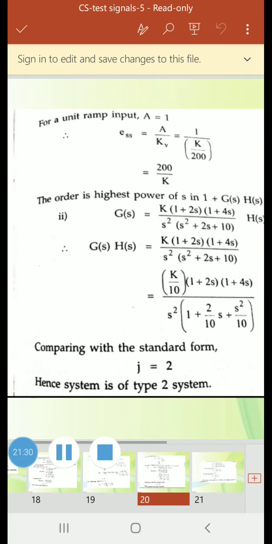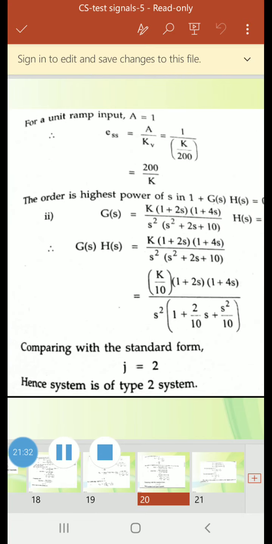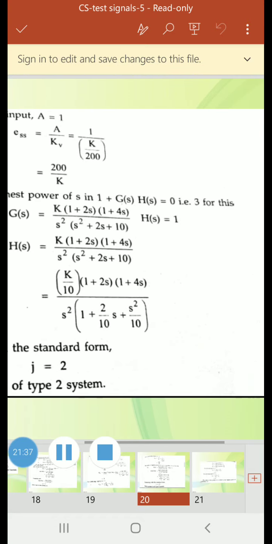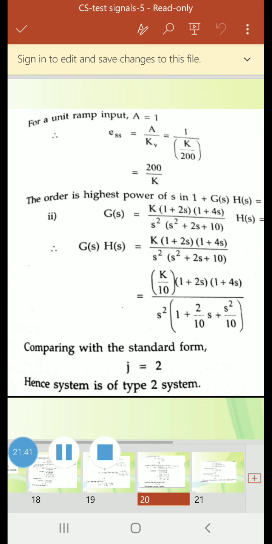Comparing with the standard form, when we compare, J is 2. Hence, the system is of type 2.